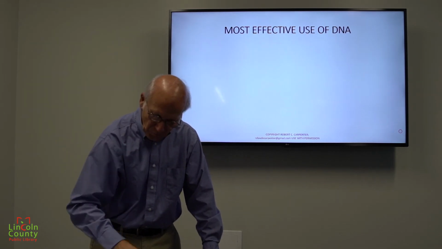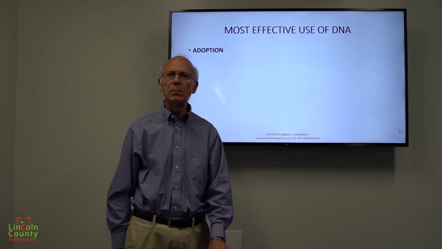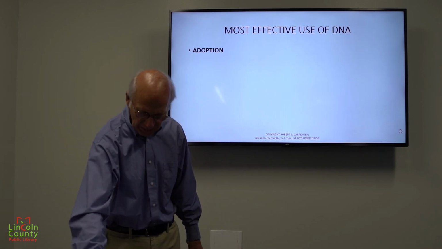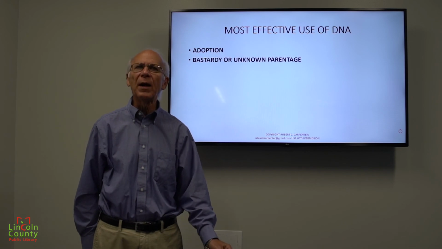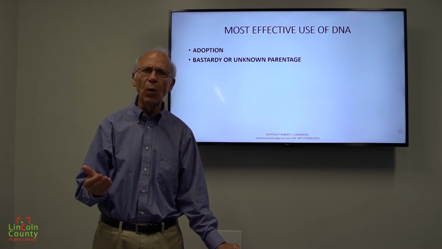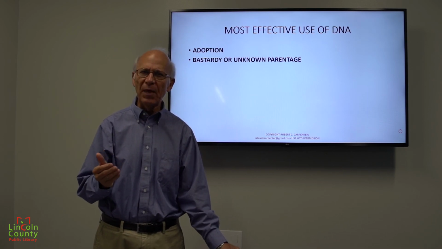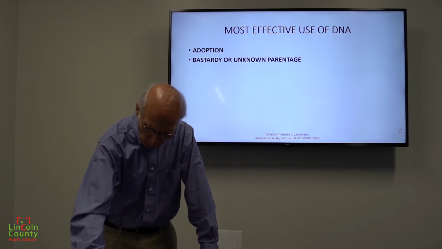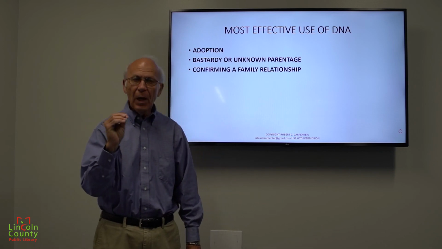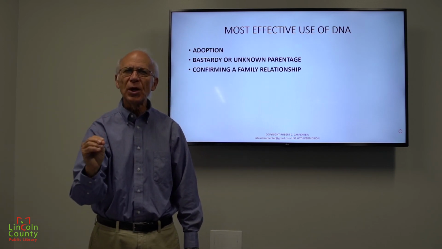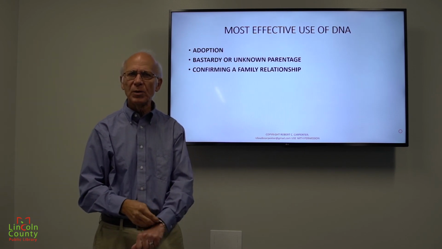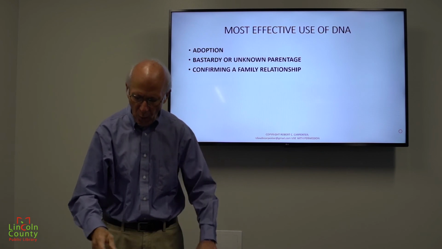DNA. Most effective use of DNA, number one, is adoption. There's no question that many adoptions have been solved through DNA. Unknown parentage. DNA will solve that from a biological standpoint. It will not solve and give you the name of that person. It will tell you, in many cases, who or which family they came from. It will confirm a family relationship. Let's say, well, I always knew that I was related to this particular person, or I always thought I was. DNA will prove whether you are or not.